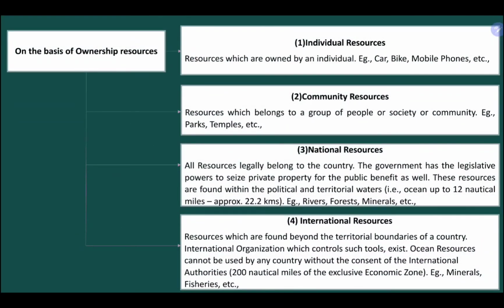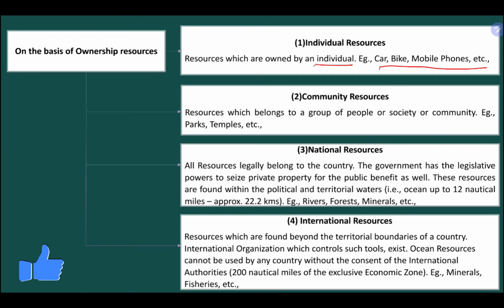The third classification of resources is on the basis of ownership. See, you have a car, a bike, a phone, a house, an agricultural land, whatever it is. If it is owned by you or by an individual, then it is called an individual resource. Resources owned by an individual are called individual resources.